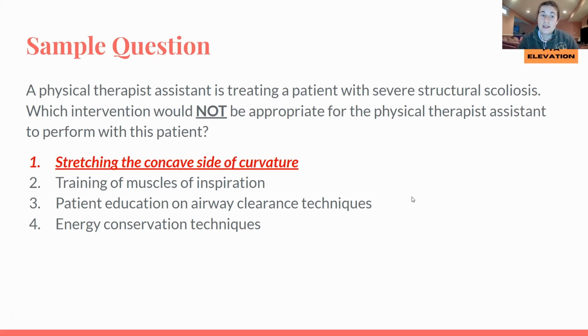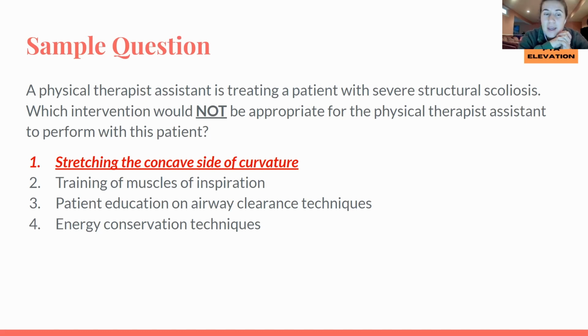All right, guys, so the answer is number 1, stretching of the concave side of the curvature. The reason why this is incorrect is because this would be an appropriate intervention if it was functional scoliosis. That means there's a muscle imbalance, muscle tightness, shortening, or contracture on one side that we could actually stretch out and intervene with. With structural scoliosis, the bones are not in the right place, and that is causing the curvature of the spine. We cannot fix that. We need to send them to a surgeon to do their fun little fix of the spine. So we are not doing that. That is why this answer is incorrect, because this is not appropriate for a patient with structural scoliosis, which is what the question says.